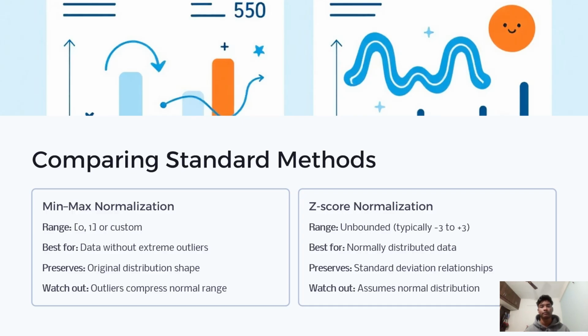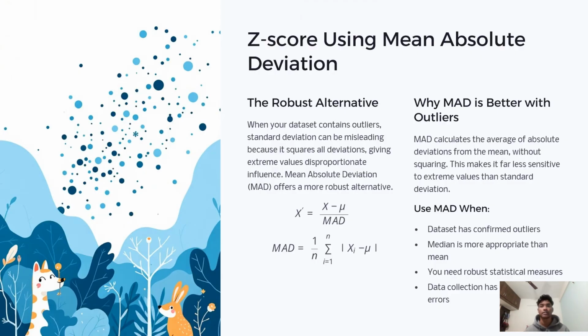Use MAD when the dataset has extreme values, the median makes more sense than the mean, or sensor errors or inconsistent measurements do exist. This was the whole picture about Z-score using mean absolute deviation.